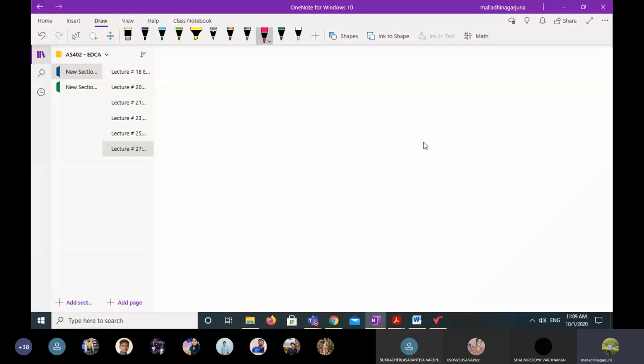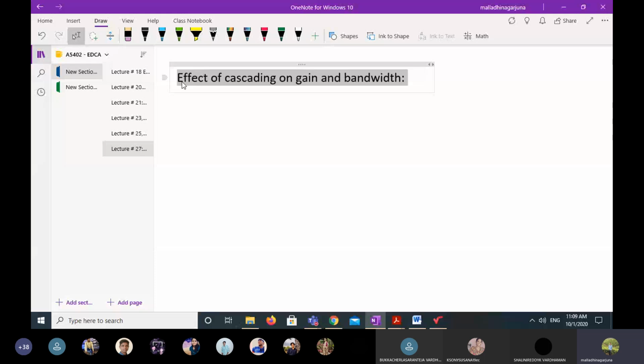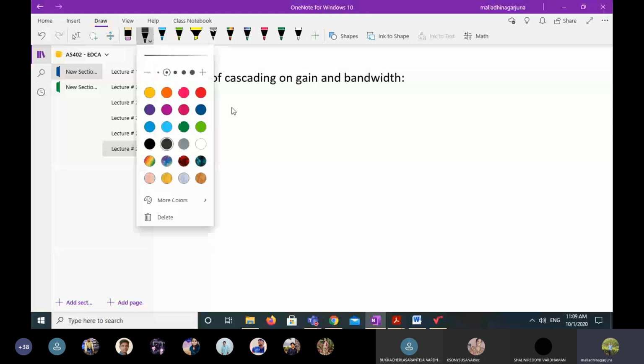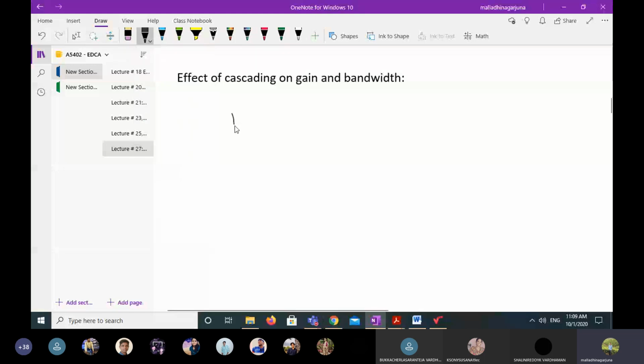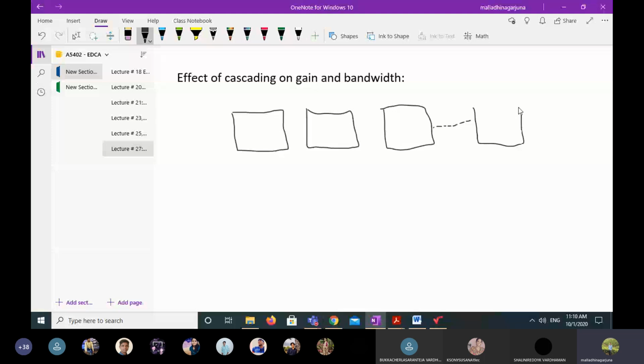So the cascading is nothing but the connection. So we are taking the multi-stage amplifier. If we take the multi-stage amplifier, how the gain and bandwidth change, that's what we are going to see. Okay, so this is the cascading.